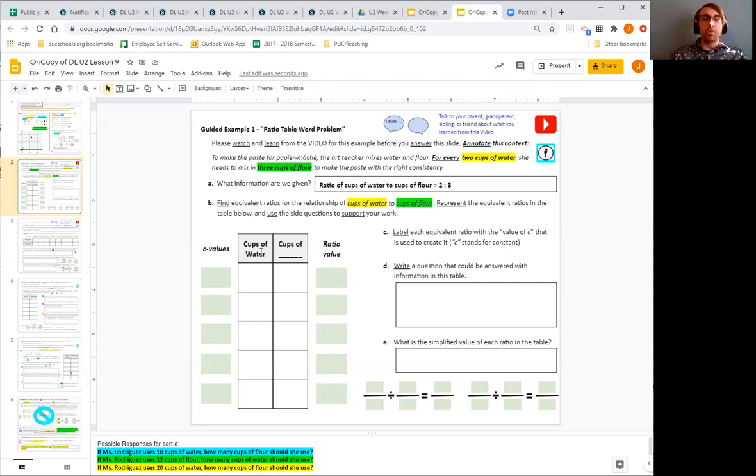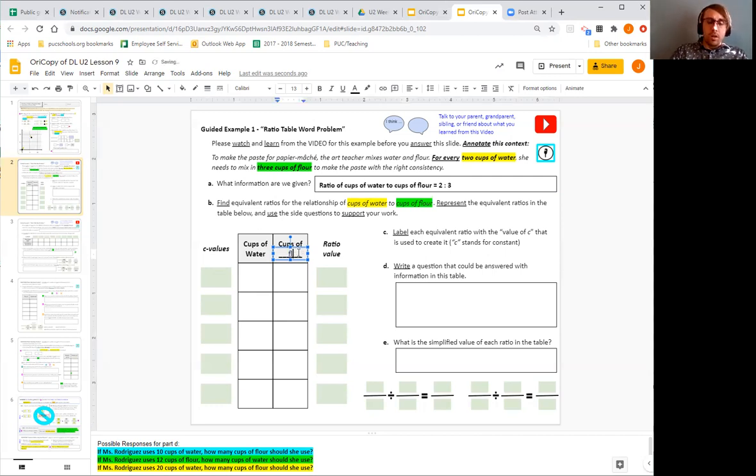So we're going to fill in first the label. So this is cups of blank. Well, we already have water here, so that means it must be flour. So I'll type in flour here. And then we can put the original ratio. So that's 2 for water and 3 for flour. And then we're going to identify a couple of things about this ratio. First of all, the C value. A C value is the multiplier from the original ratio.